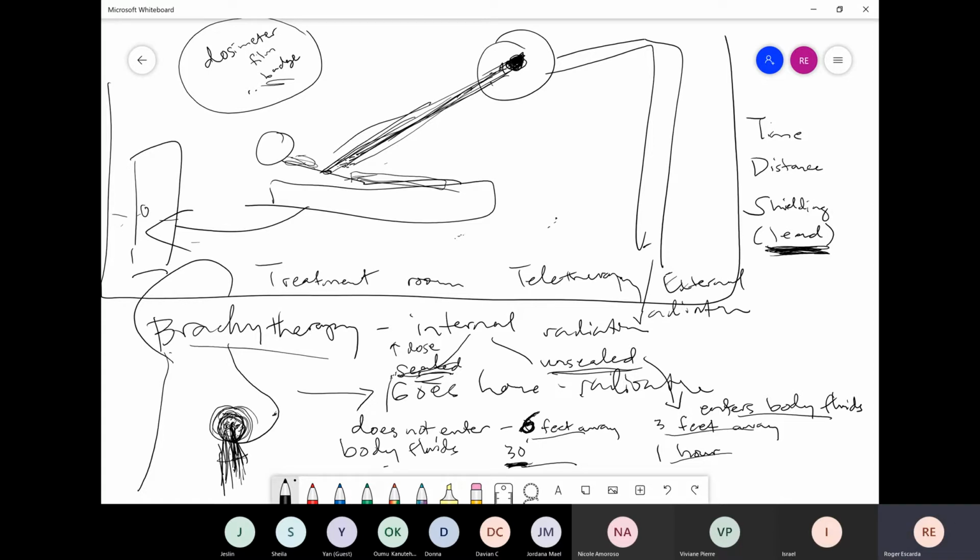What's your question, Israel? Why would we choose the teletherapy over the brachy treatment? That's not our decision. That's according to the radiation oncologist. Okay. And my second question was, how come all of the body fluids would probably be radioactive, possibly besides the sweat?